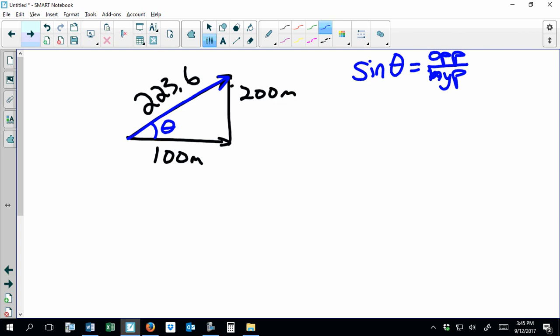Then it's just a matter of picking out which variables I have. My opposite side is this green side here. It's not in contact at all with the angle, so 200 goes in for opposite. My hypotenuse is the side that is across from my right angle. My right angle is right here. So this red side that was blue before, that resultant is my hypotenuse, 223.6. That equals the sine of the angle.